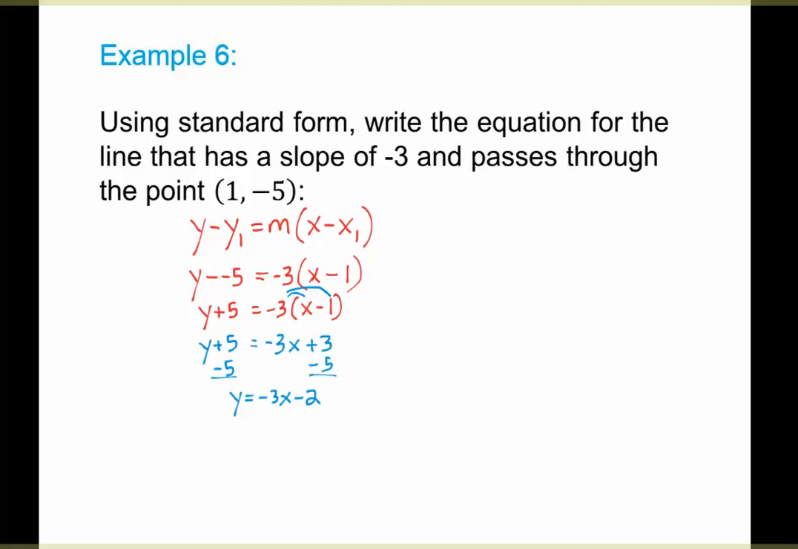I can see my slope-intercept form right there. And I'm very close to standard form. All I need to do at this point is add 3x to both sides. So final answer, 3x plus y equals -2. If for some reason you went a different route, you might have -3x minus y equals +2. And that could work as well.